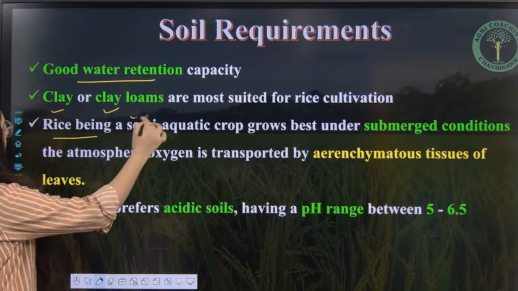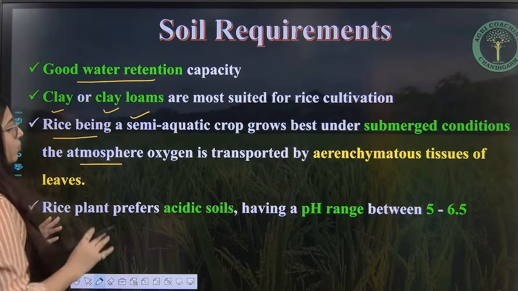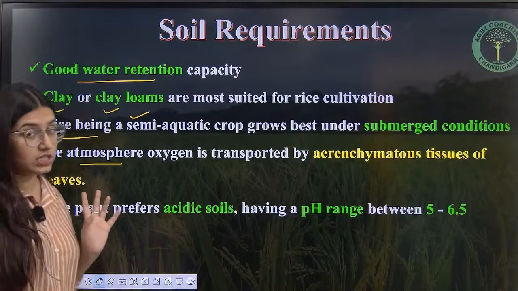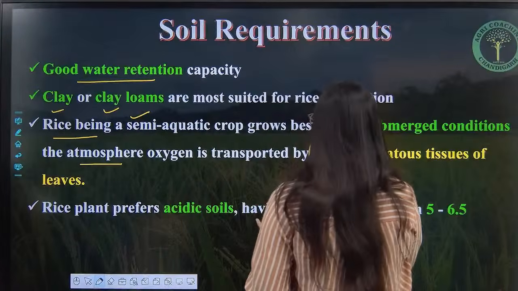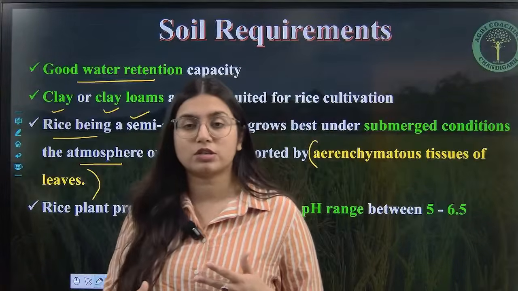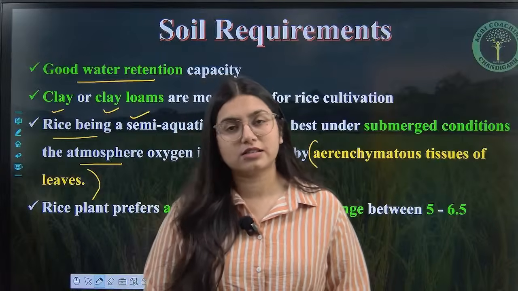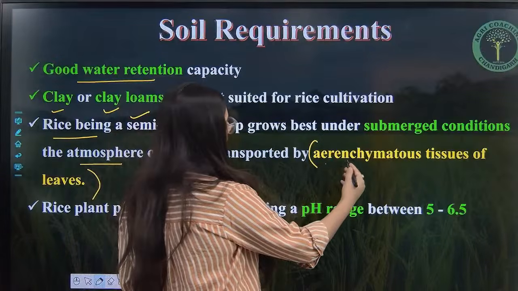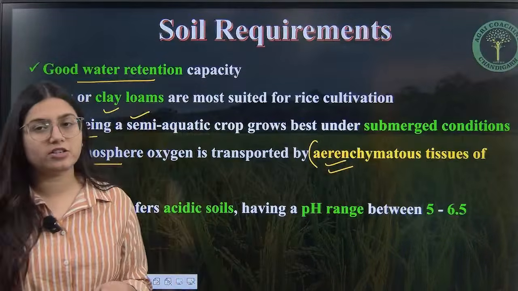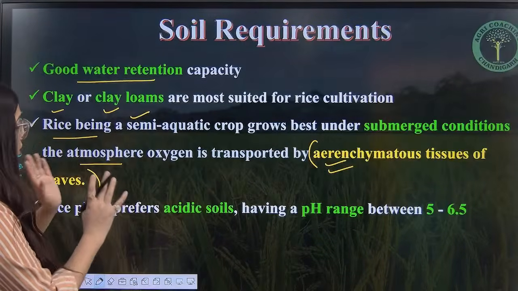And rice is a semi-aquatic crop. So it grows well under submerged conditions, and the atmospheric oxygen is transported by Aerenchyma tissues of the leaves. Important part. Remember this, that how paddy plants are able to get the optimum amount of oxygen when they are being grown in the submerged condition. The correct answer is there, Aerenchyma tissues. Okay, because of the Aerenchyma tissues, plants are able to absorb the optimum oxygen.